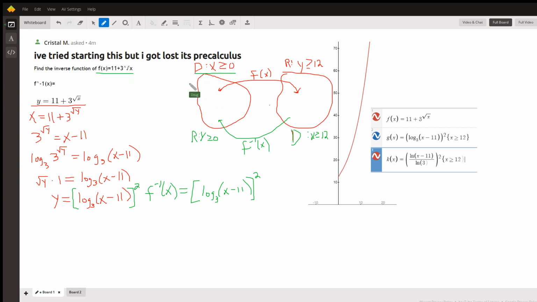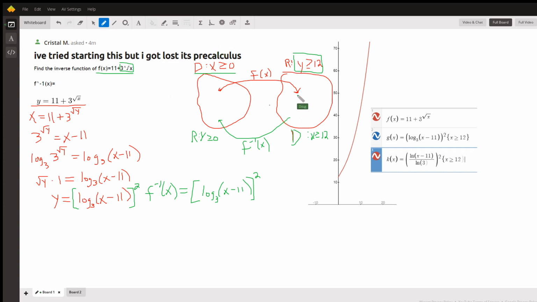So as you map numbers in this domain to the range of that function, the smallest number that you can get for y is when x is 0. Because as x gets bigger than 0, this term right here is positive, and when we add it to 11, we'll get a bigger positive number. So when x is 0, 3 to the 0 is 1, 11 plus 1 is 12. That's why the range is y has to be greater than or equal to 12.